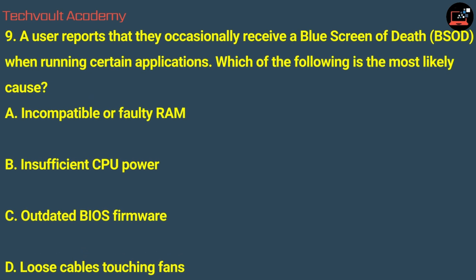9. A user reports that they occasionally receive a blue screen of death, BSOD, when running certain applications. Which of the following is the most likely cause? A. Incompatible or faulty RAM. B. Insufficient CPU power. C. Outdated BIOS firmware. D. Loose cables touching fans.